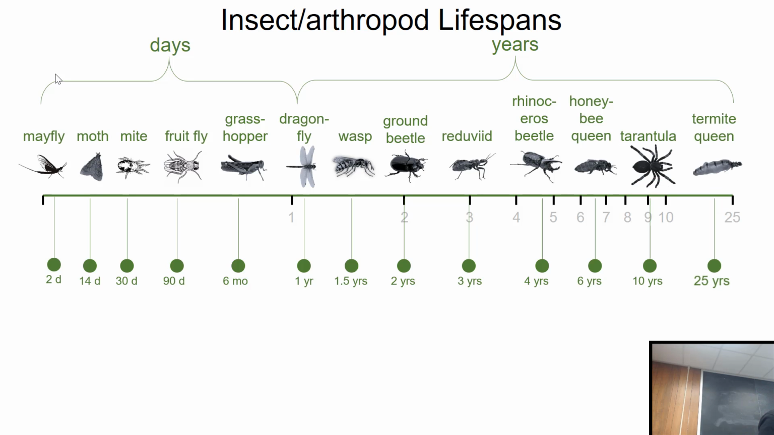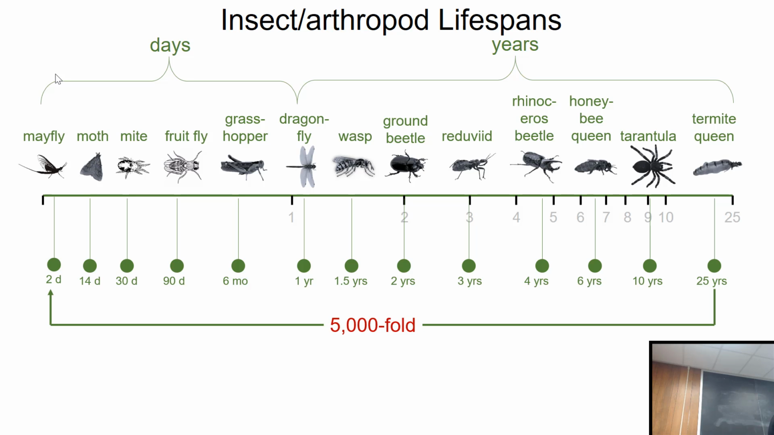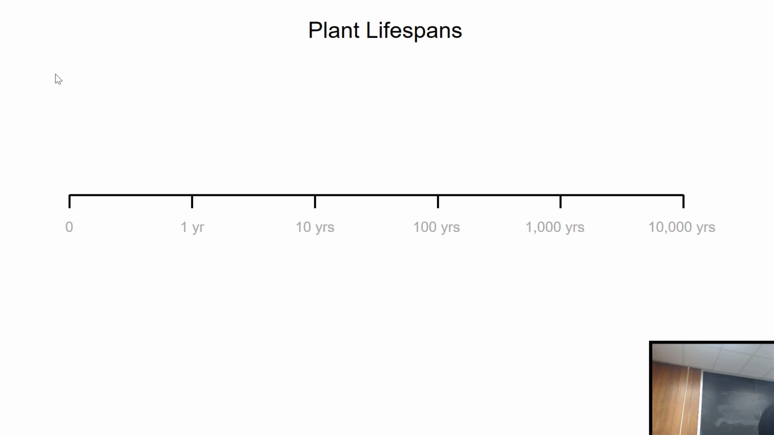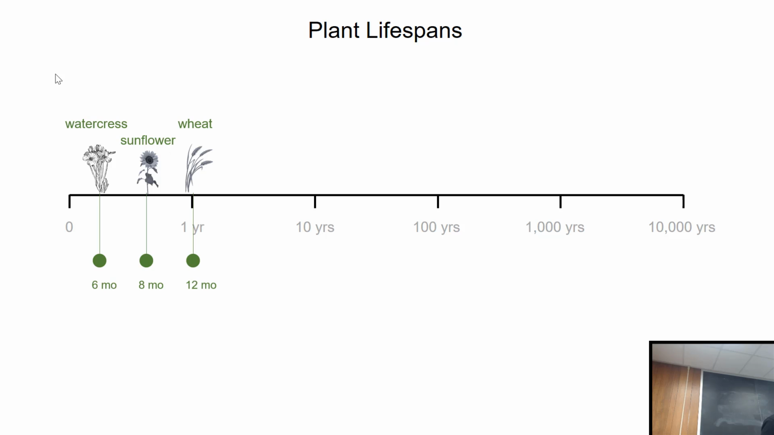Honeybees, you get into social insects, they live a very long time. I'll talk about that in just a bit. A tarantula, maybe 10 years or so, and you get up to termite queens that would live several decades. It's unbelievable. So in other words, this is a 5,000-fold difference in lifespans of insects, okay?